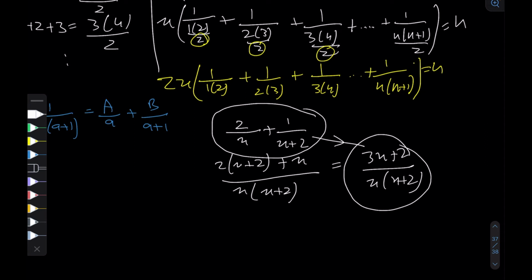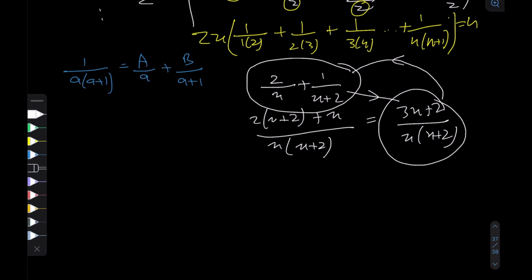You just need to take common and stuff. Going from here to here is what's called taking partial fractions. So here I have created an equality, and what we can do is multiply the whole thing by a and a plus 1. So this would be 1 is equal to a multiplied with a plus 1 plus b multiplied with a.